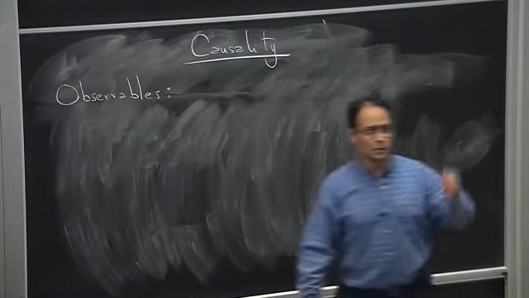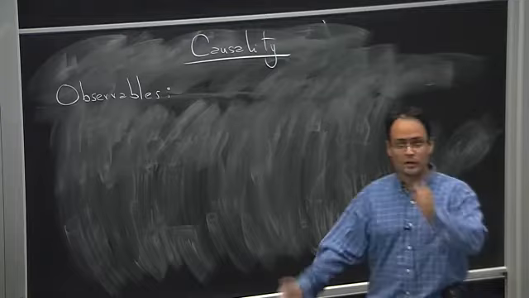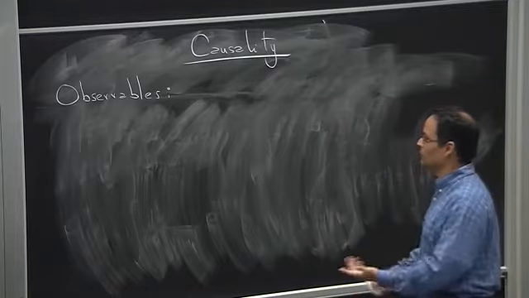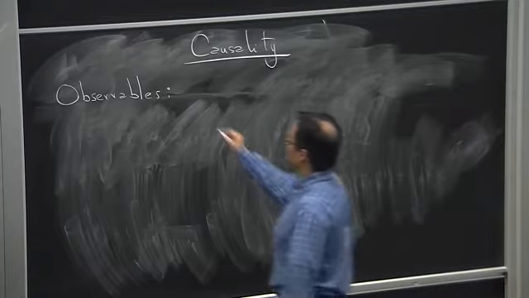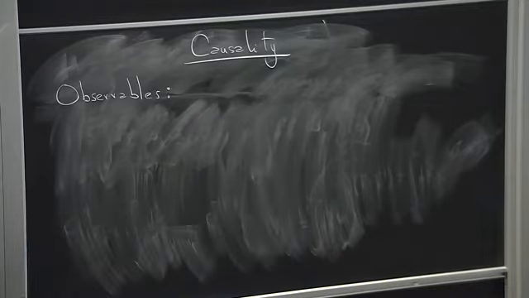So what are the observables in this theory? Well, the observables in quantum mechanics are any Hermitian operators, right, that you can write down. So those are in principle observables. But here, in quantum field theory, we also have an extra constraint, which is causality.